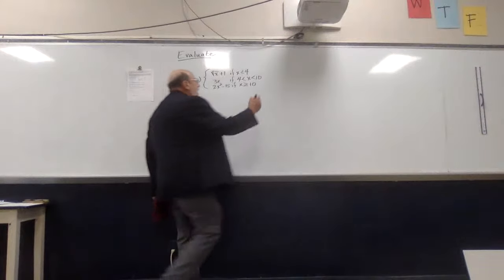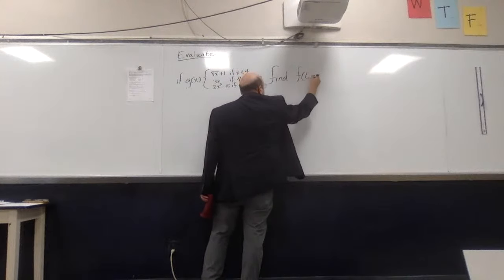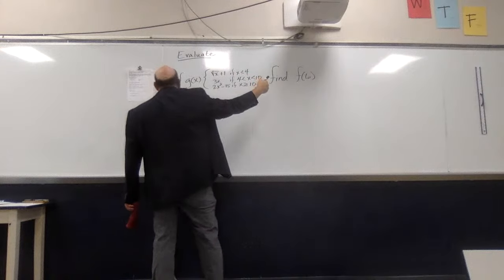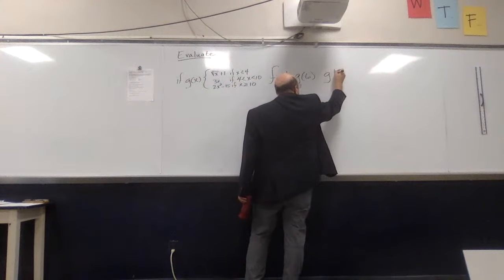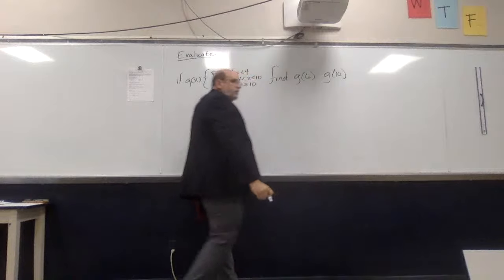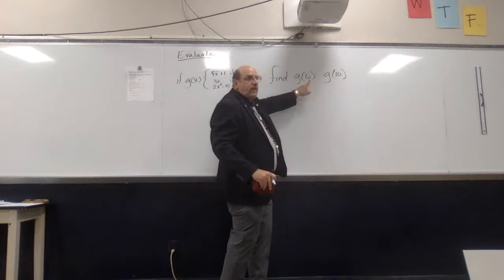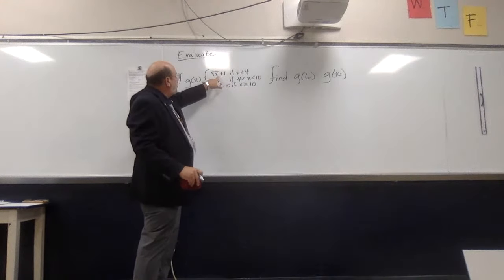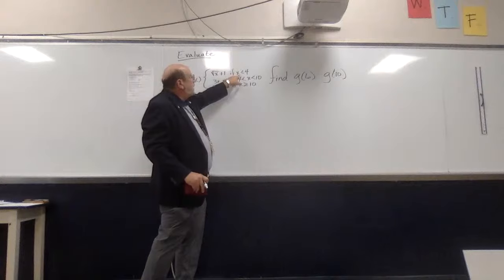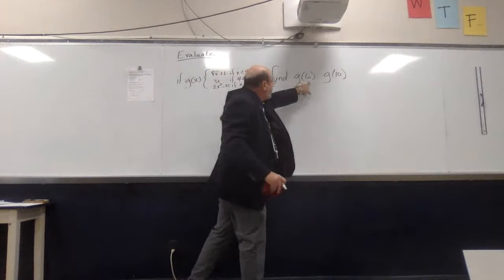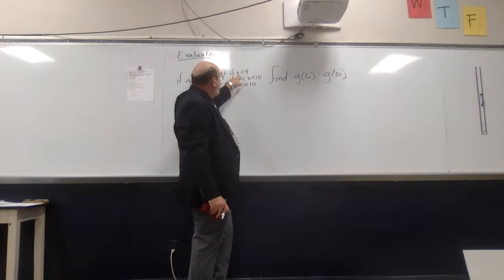All right, so we're going to find g of 6 and g of 10. Now, if you read, we're looking for an input of 6. These have parameters. So we use this top piece if it's less than or equal to 4. Is 6 less than or equal to 4? Oh, no. So we move on.